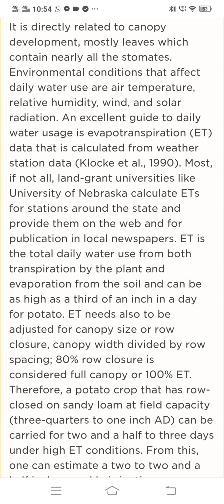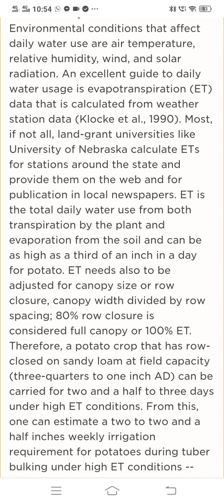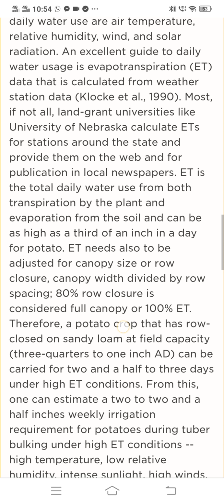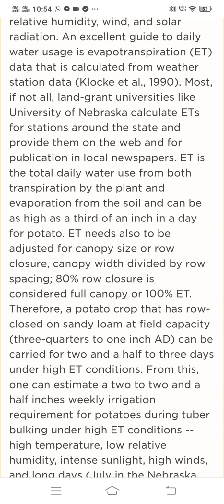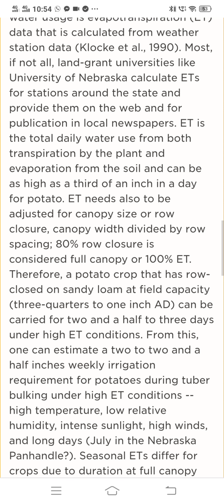Environmental conditions that affect daily water use are air temperature, relative humidity means the amount of moisture in the air, the wind, the speed of wind obviously will trigger the evaporation, and the solar radiation, how much effective the solar radiation is there. An excellent guide to daily water usage is the evapotranspiration, that is abbreviated as capital ET, the evapotranspiration data, which is calculated by the weather station data.